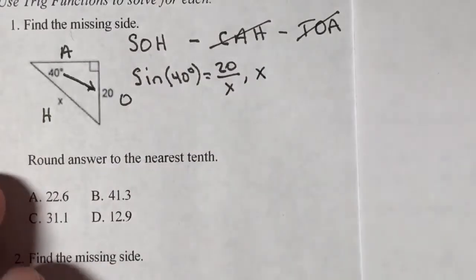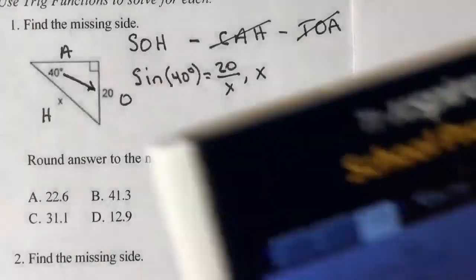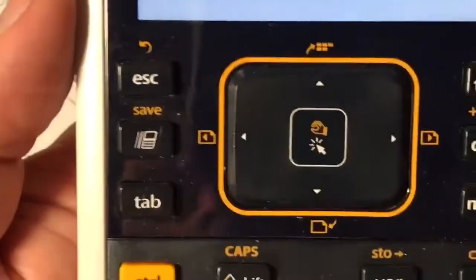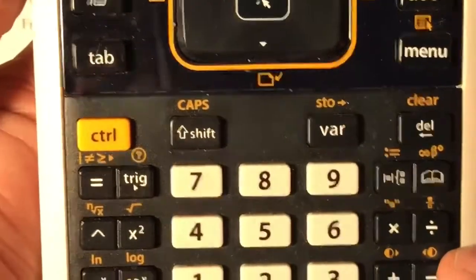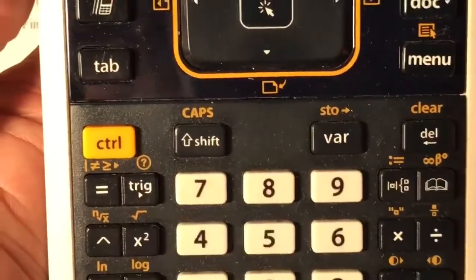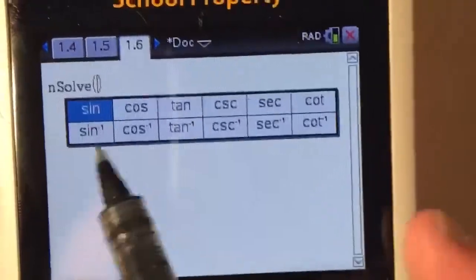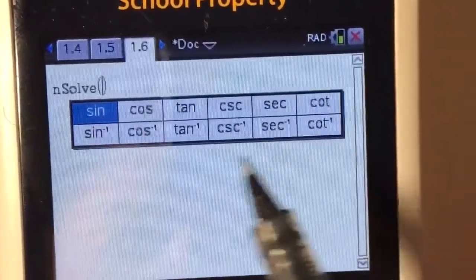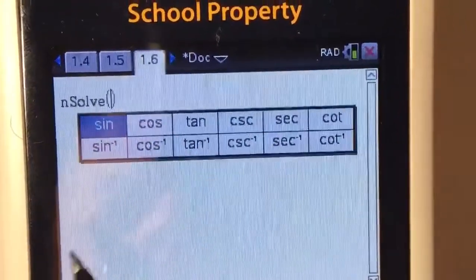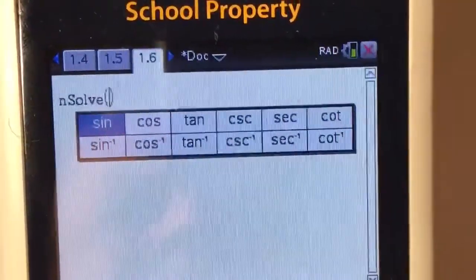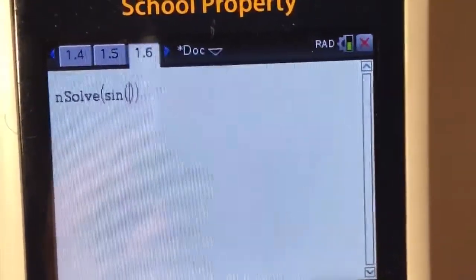All right, now go to the calculator. All right, now when you go to the calculator, you menu 3-1, okay, like we always have. But now, as soon as you do menu 3-1, I want you to press the trig button. When you press that, all these trig functions come up. We're using the top three only, okay? So I want you to press enter on that one.